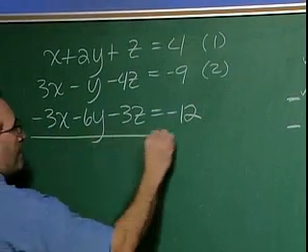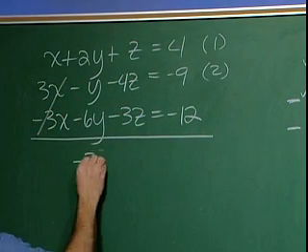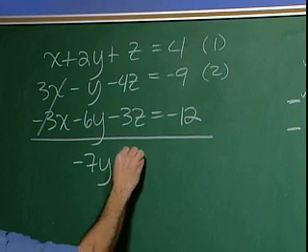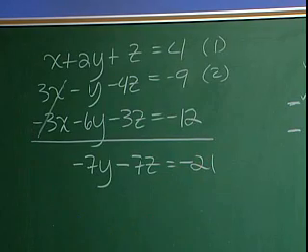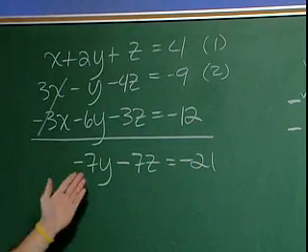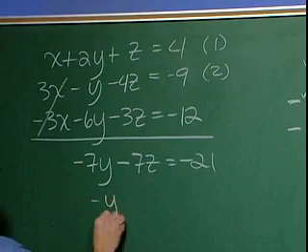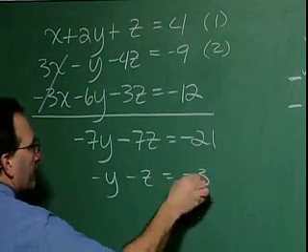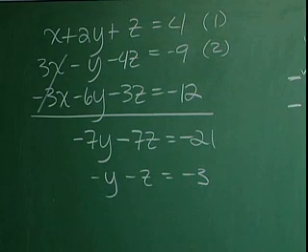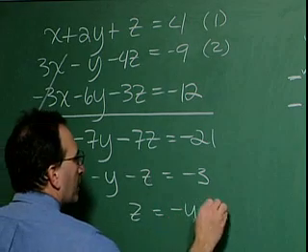And then, of course, the point of that was that the x's would drop out, and I get -7y minus 7z equals -21. And as you can see, they have a common factor of 7, so that I can change this to -y minus z equals -3. And then further, I can say that z is equal to -y plus 3.